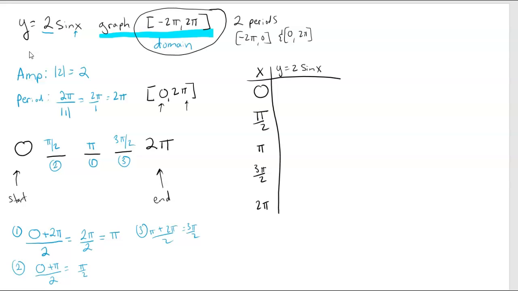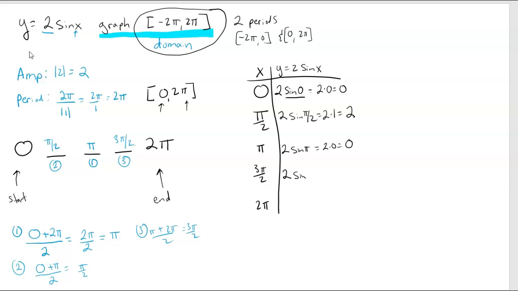Okay, so with your table, again, you're going to be plugging in values. I'm going to substitute in for x, so this will become 2 sine of 0. So you want to evaluate first. Sine of 0 is 0, so 2 times 0 is just going to be 0. I'm going to do the same thing for my other numbers. So pi over 2, that's the same thing as 2 times 1, which gives you 2. Sine of pi, that's 0. So again, that gives you 0.